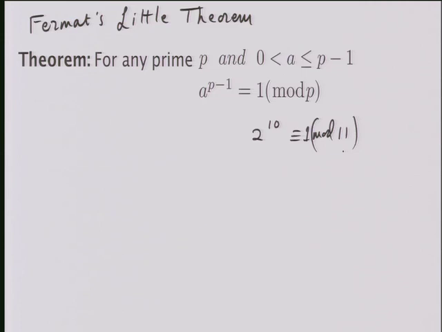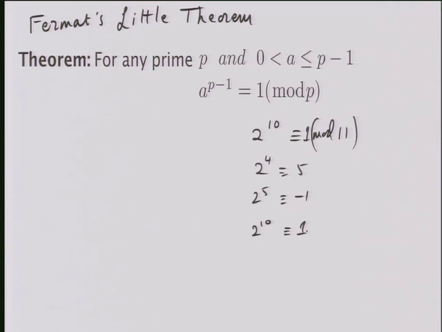How do we see it? Well, we could try computing it, but it's easy to see, right? So 2 to the 4 is what? 2 to the 4 is 5. So 2 to the 5 is what? Is minus 1. Very good. So 2 to the 10 is 1. So 2 to the 10 is 1 mod 11. But how do we prove it? The proof is incredibly clever.